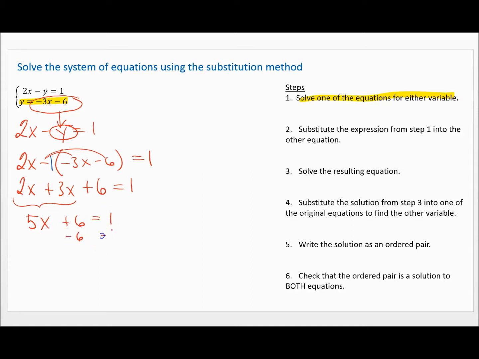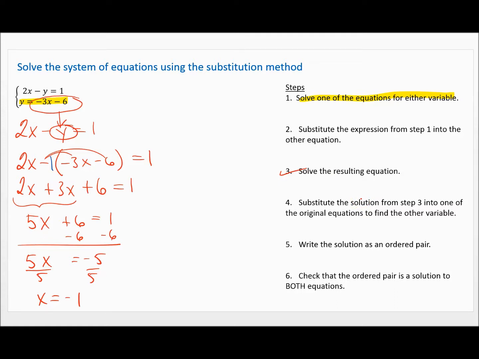I'm going to subtract 6 from both sides of my equation. I get 5x is equal to negative 5. Then I divide by 5 on both sides, and I get x is equal to negative 1. So that takes us all the way down, by the way, to here. Solve the resulting equation. Now I'm at step 4. I've got to find the other variable, which is y in this case.